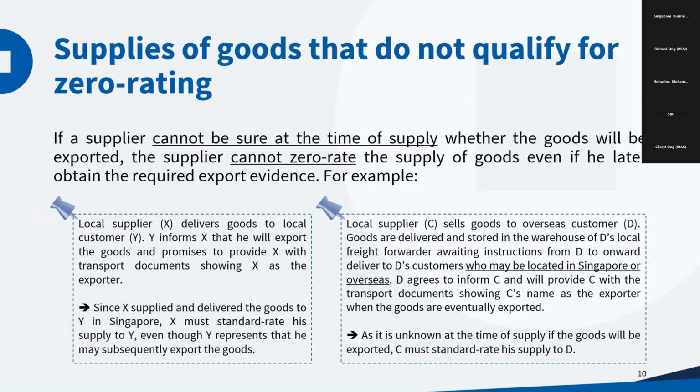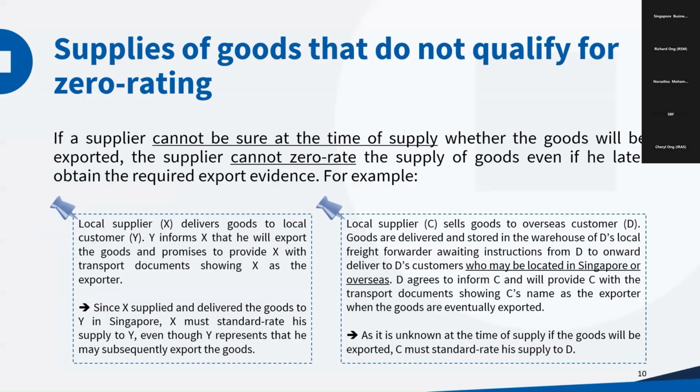So a common example is when you deliver your goods to a local customer and your local customer tells you, "Oh, I will export the goods and I promise to give you the export document showing you as the exporter." But as you supply and deliver the goods locally to the local customer, you should standard rate the supply, even though the customer promised you that they will export the goods.